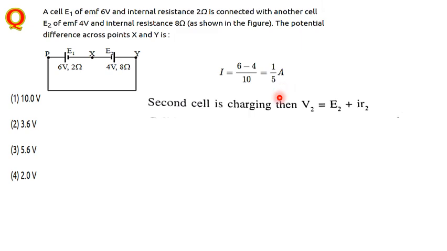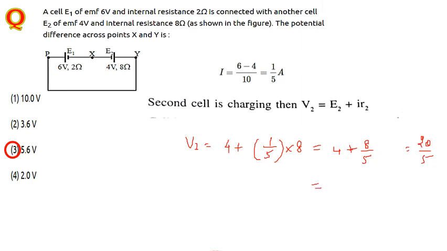Next, the second cell is going to be charging. For this one, V is equal to E2 plus IR2. V2 is equal to E2 potential, which is 4 volt, plus I, which we already found as 1 by 5, into the resistance here of 8 ohm. So 4 plus 8 by 5. I simplify this as 28 divided by 5. So the potential across X and Y is 28 divided by 5.